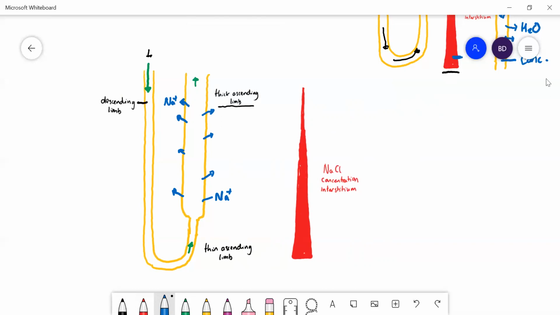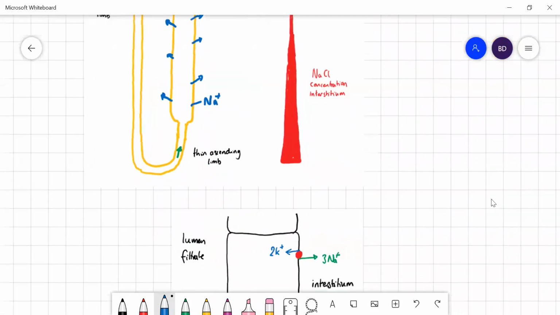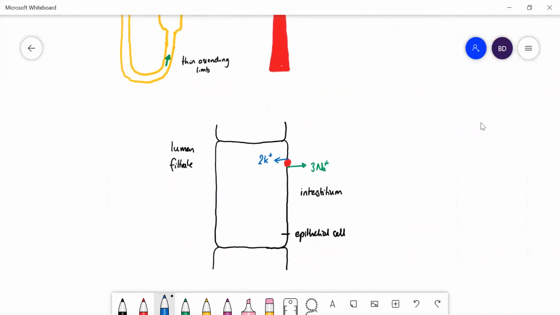Just to explain how it does that, it's very similar to what happens in the proximal convoluted tubule. So here we've got an epithelial cell lining the tubule, and this is the lumen side. So this is where the filtrate, the urine, is.